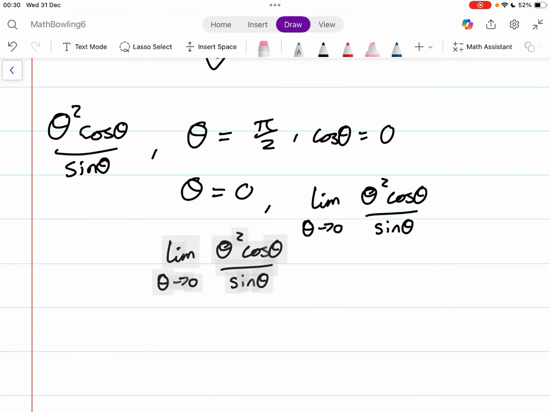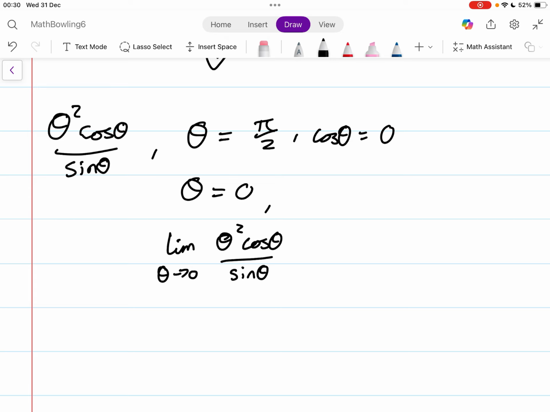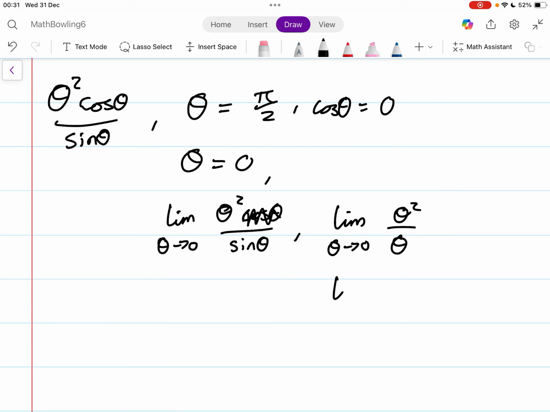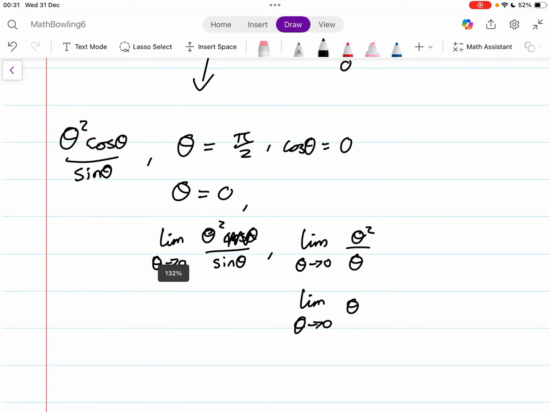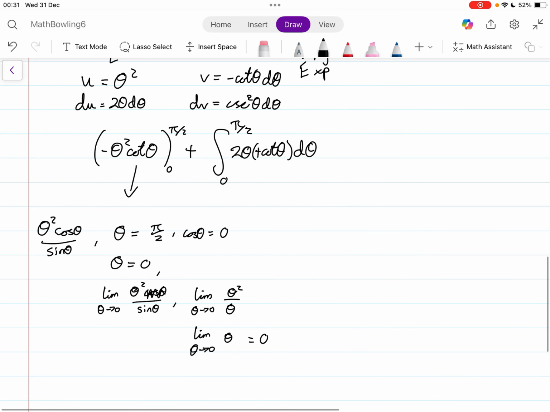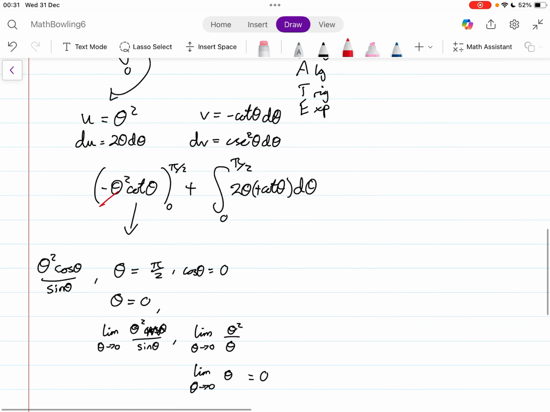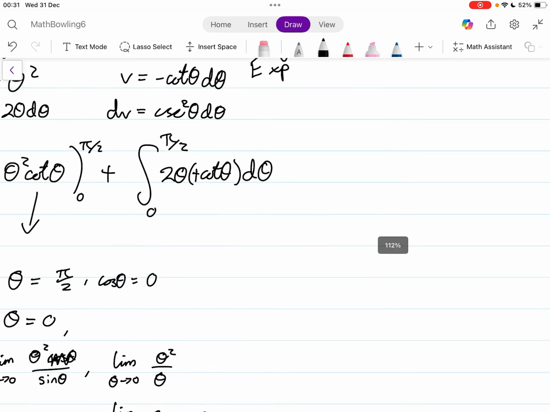The cos theta is going to be 1 here, so we don't really need to bother about that. Just scribble it out. And when theta is small, sine theta is approximately equal to theta. So we've got the limit as theta approaches 0 of theta, so that's just going to be 0. So in fact, this entire first bit is just going to be equal to 0. So this is our new integral.